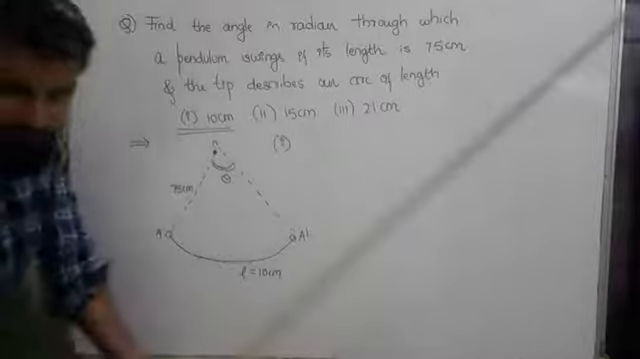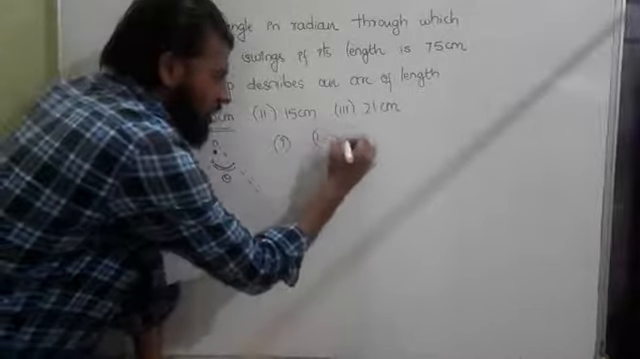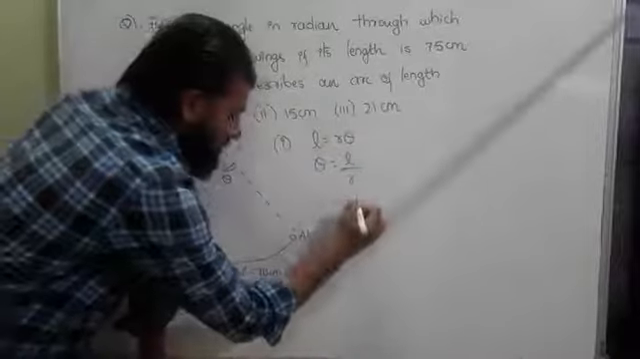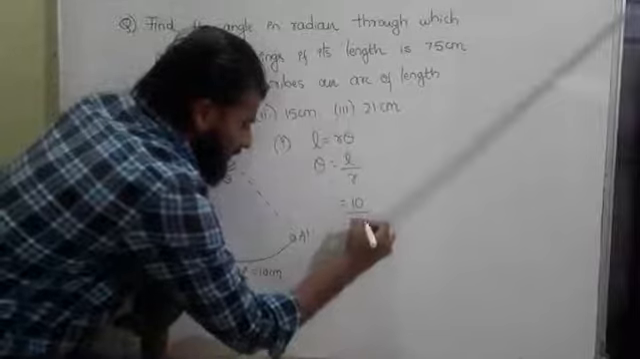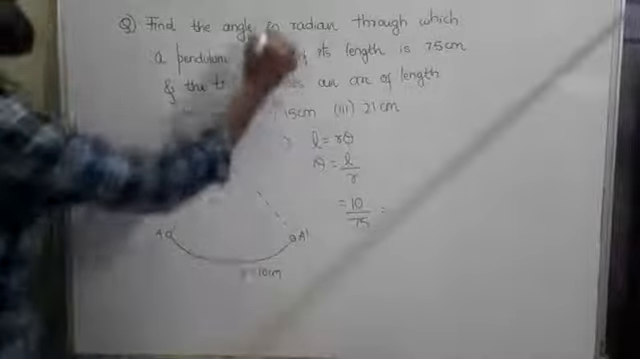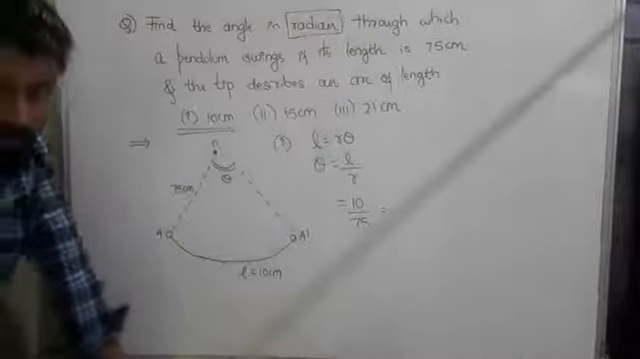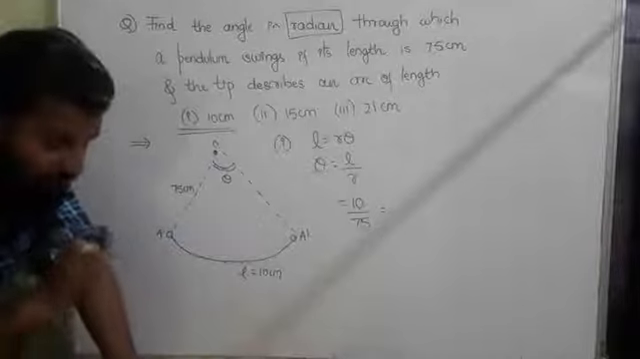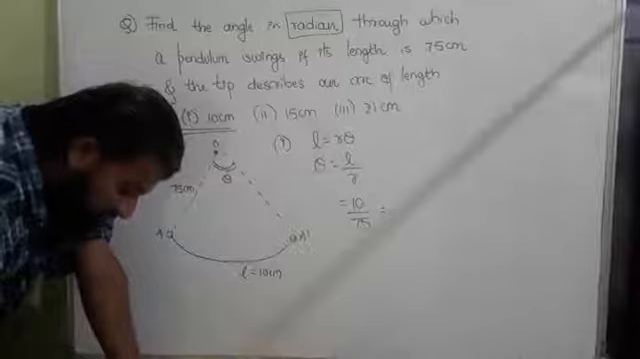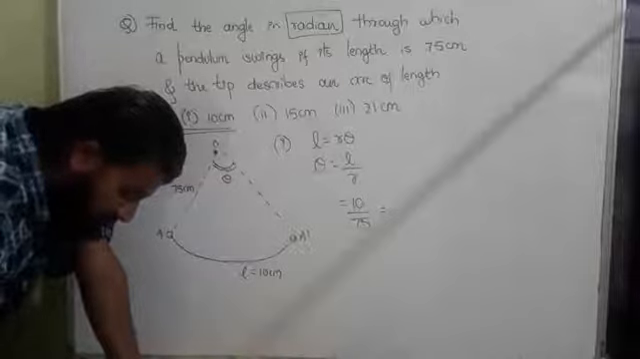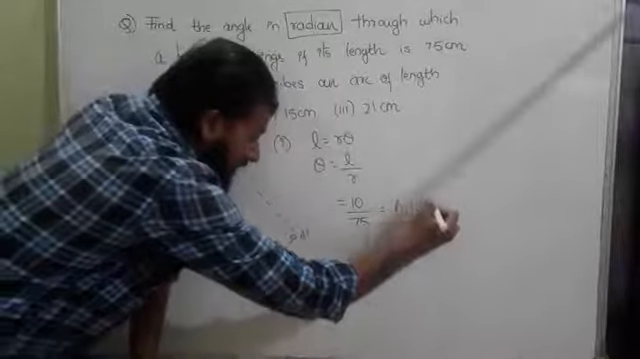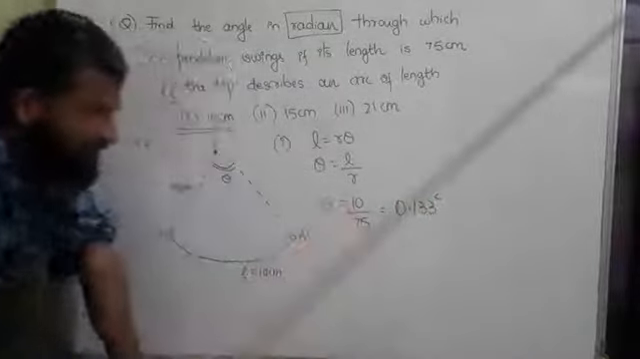See, the question has become so simple, right? So L is equal to r theta. We want theta, which is equal to L upon r. What is L? 10 centimeter. What is radius? 75 centimeter. You have the calculator with you, and anyway they have asked for the angle in radian itself. So again, no need to convert, because answer will always be in radian only. Let me do the calculation now. 10 divided by 75 gives me 0.133 radian. So this is my first answer.